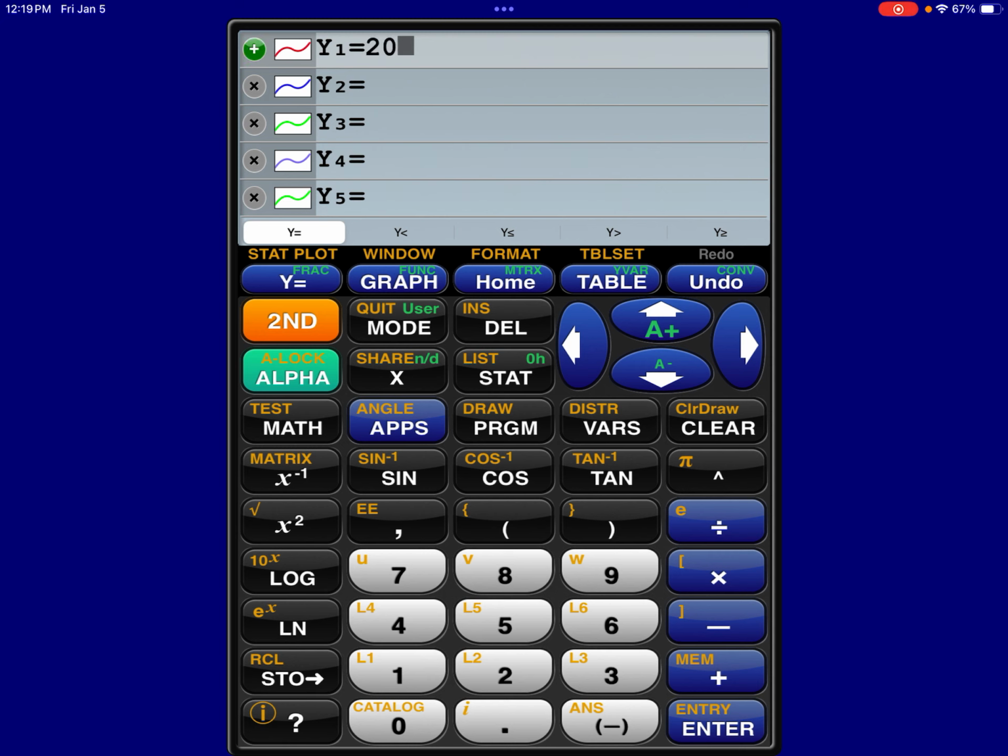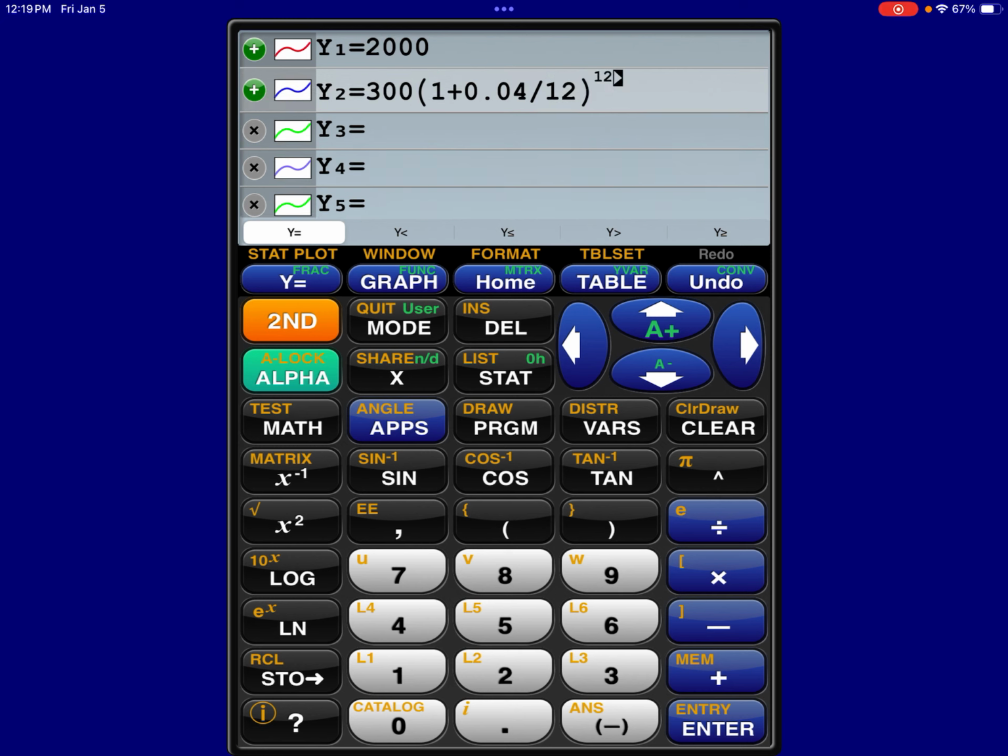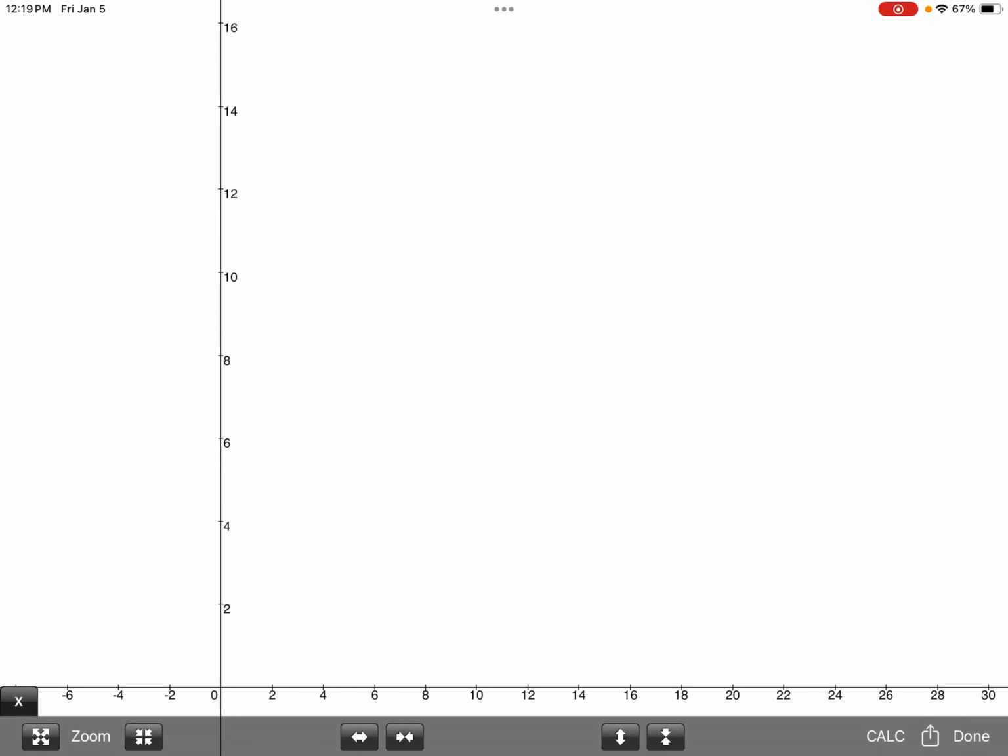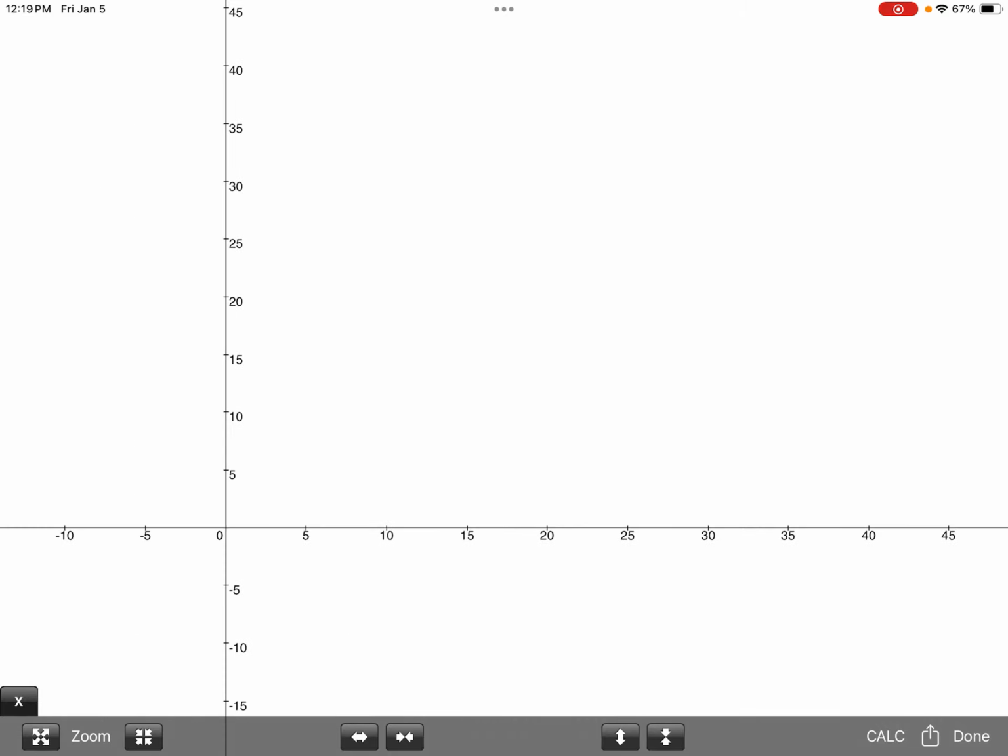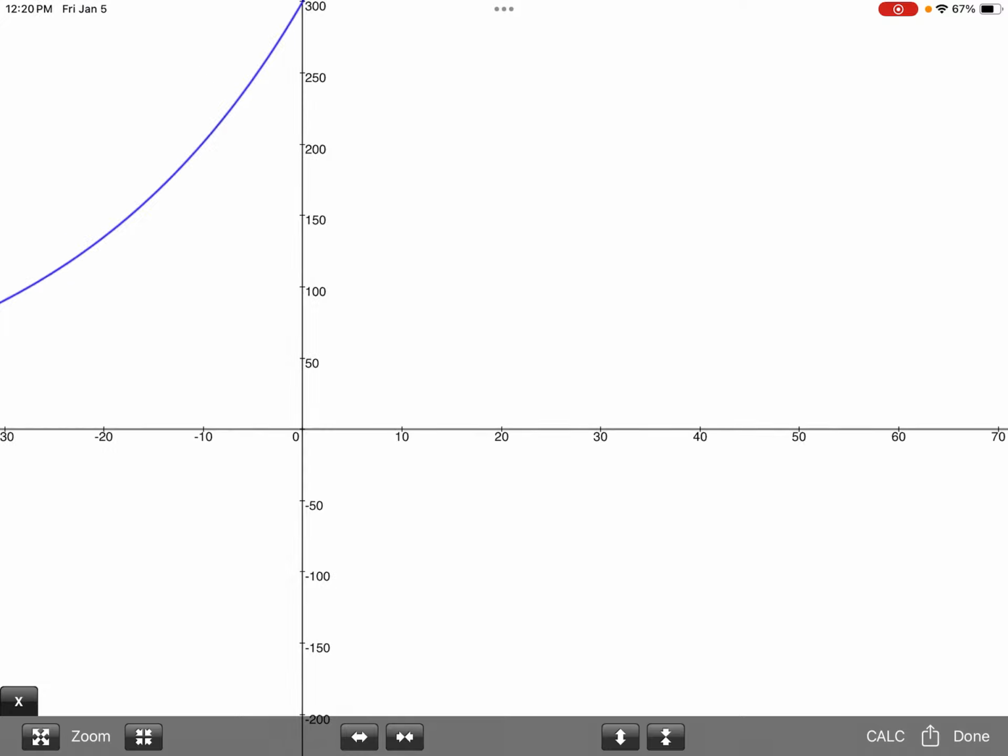So it was saying, when is it going to be worth $2,000? If you take $300, put it in the bank at 4% compounded monthly, and then that's raised to the 12x. So I have to use x on the calculator. And then, does it really take 47.5 years? Okay, so I need to see where it's worth $2,000, so I do have to zoom this way.